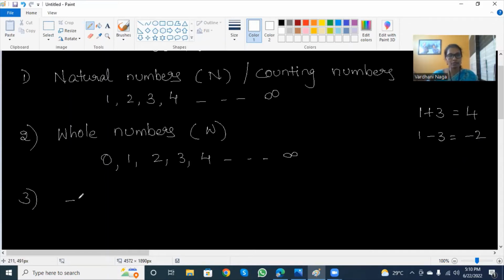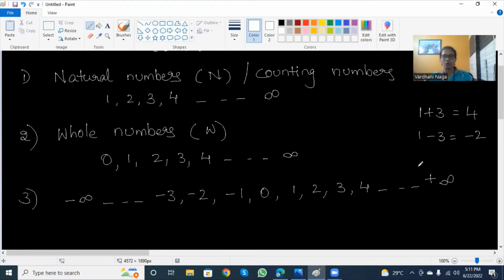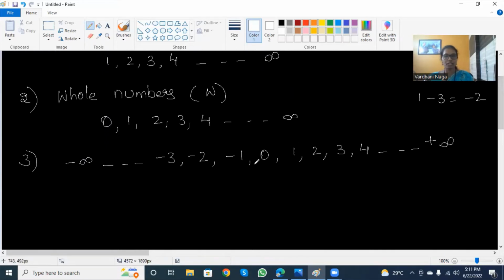So negative infinity, negative 3, negative 2, negative 1, 0, 1, 2, 3, 4, and so on up to positive infinity. So the numbers start from negative infinity: all negative numbers, 0, and all positive numbers. Together these are called integers. These integers are denoted with the capital letter I or Z, capital Z.